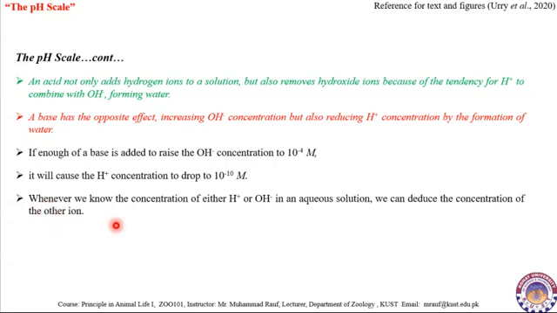Because the product of hydrogen and hydroxyl ion concentrations in a solution at 25 degrees centigrade is always equal to 10 raised to the power minus 14, if you know the concentration of either hydrogen ions or hydroxyl ions, then you can calculate the value of the other, because their product is equal to 10 raised to the power minus 14.